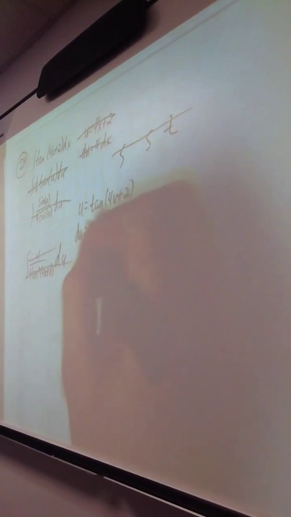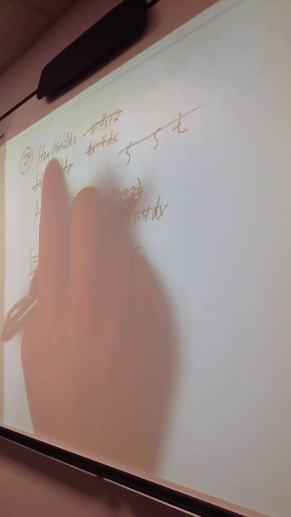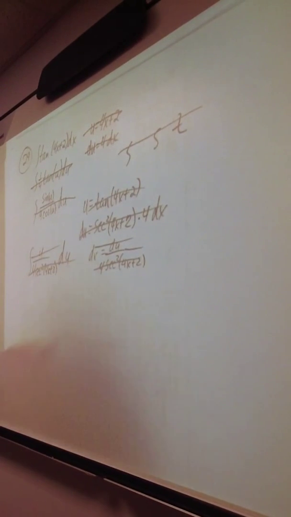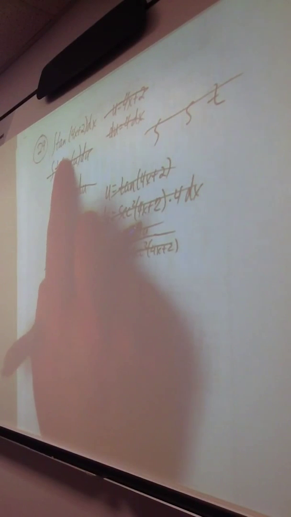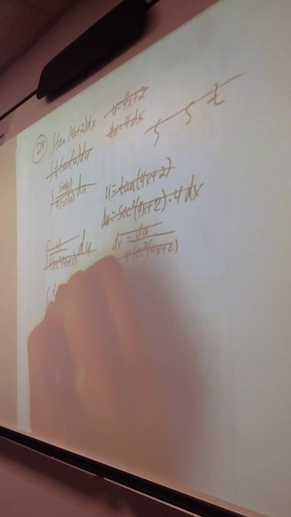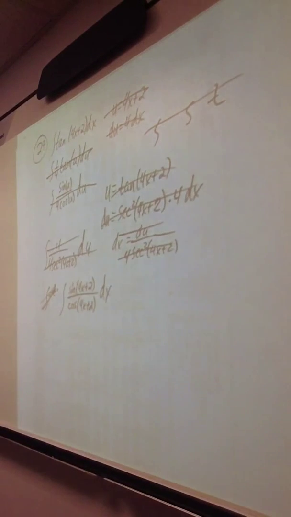So then I was like, okay, well, I could break up tangent. What's tangent? Sine over cosine. Now I'm going to go, okay, the integral is the integral of sine of 4x plus 2 over cosine of 4x plus 2. That's legal. And then it's like, okay, now what do I want u to equal?